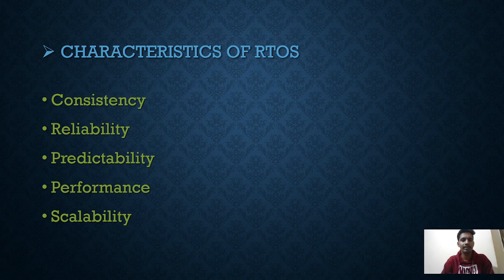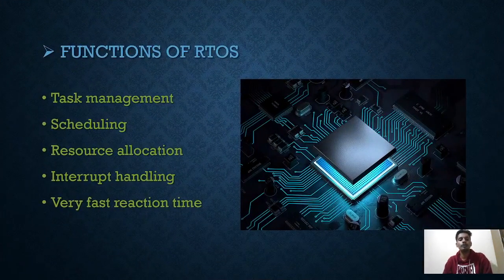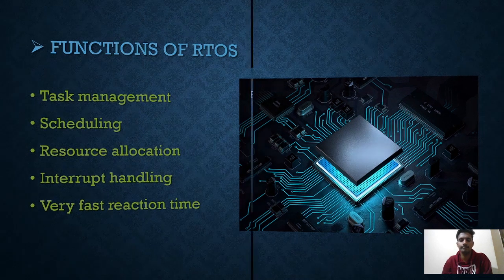And scalability. What does this mean? Right from very small objects to huge objects, RTOS can be used anywhere, from small scale to large scale. It's extremely flexible, and that is scalability. So the functions of RTOS: task management, scheduling, resource allocation, interrupt handling, and very fast reaction time.